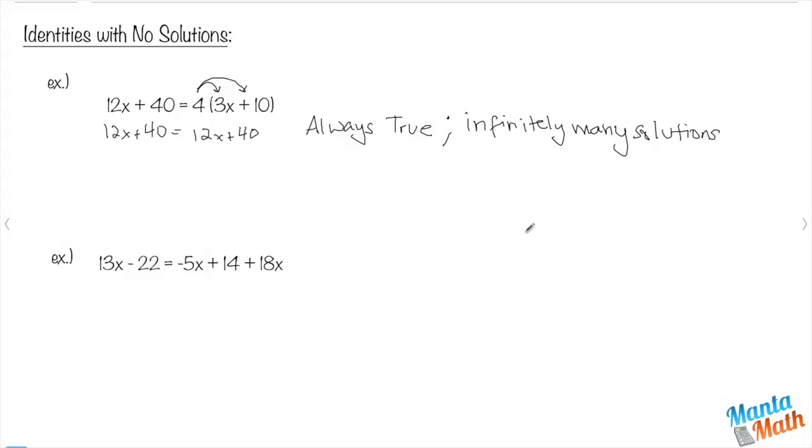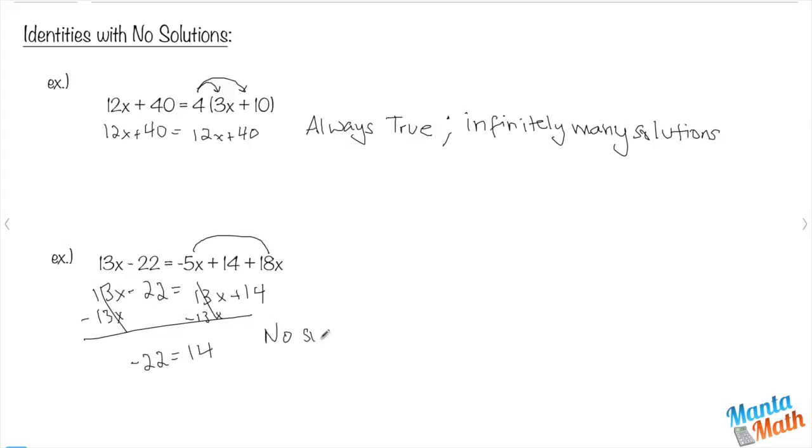Okay, in our next example, 13x minus 22 equals negative 5x plus 14 plus 18x. We can see that we can combine these two terms. And so rewriting our equation, 13x minus 22 equals negative 5x plus 18x is 13x plus our 14 once we bring it down. We can see 13x and 13x on both sides. And if we were to subtract it from any side to the other, this cancels out on both sides and we're left with negative 22 equals 14. Obviously, negative 22 never equals 14, and so this will have no solutions.